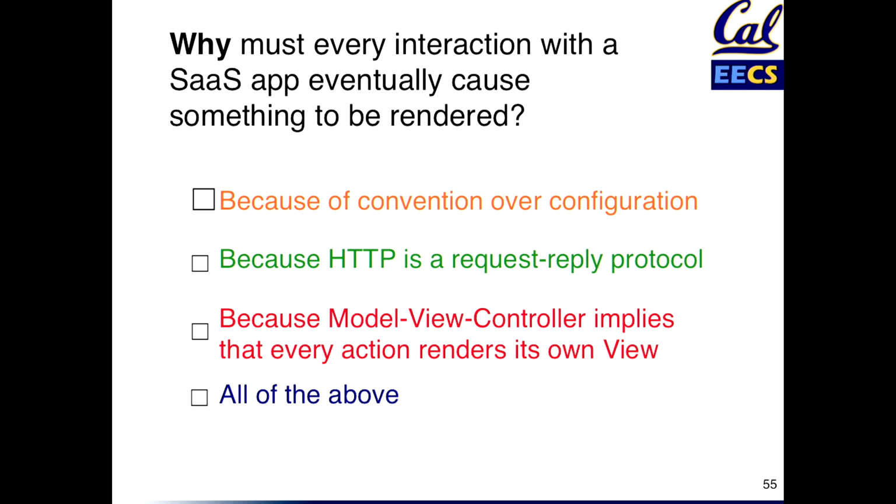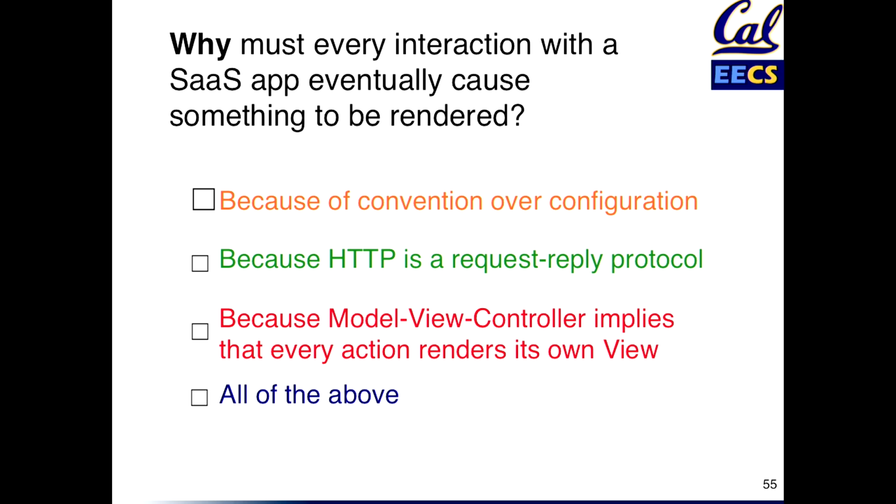One possibility is, well, it's convention over configuration. This is the default way that you do things. So if you're going to follow that method, then you don't have to do anything special. Second, it's because HTTP is a request-reply protocol. Third, because in model view controller, the implication is every action should be rendering its own view. Or all of the above are true. So why must every interaction with the SaaS app eventually cause something to be rendered?